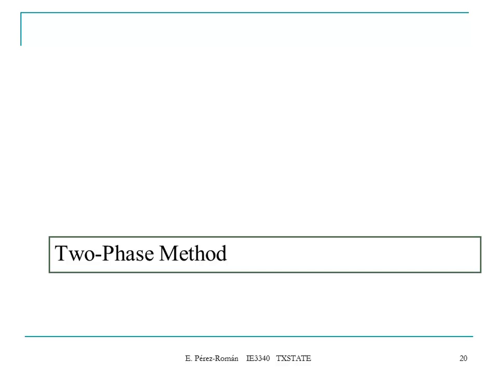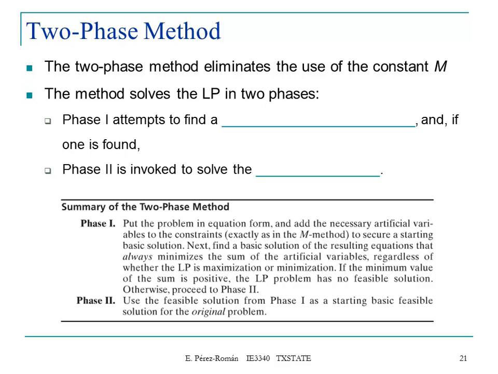So we covered the first portion of the two-phase method in class, but just to recap on what we explained on Tuesday, the two-phase method eliminates the use of the constant M. Remember, for the M method, we were using a constant M that was representing a large number. And we explained how the use of that constant helps you to get the initial solution that you need to apply the simplex method. But this method, the two-phase method, eliminates the use of that constant.